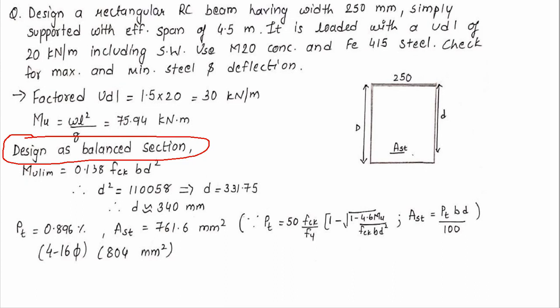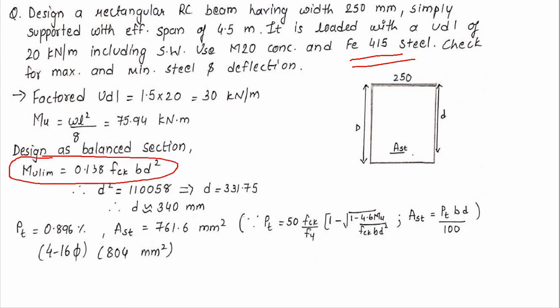But if the dimensions are to be found out by us, then always we will assume it to be a balanced section. So, assuming a balanced section, Mu will be equal to Mu limb. As Fe415 steel is given, the equation of Mu limb will be 0.138 fck b d square. Substituting this value as Mu limb, keep in mind, multiplied by 10 raised to 6. Don't forget to convert it into Newton-mm.